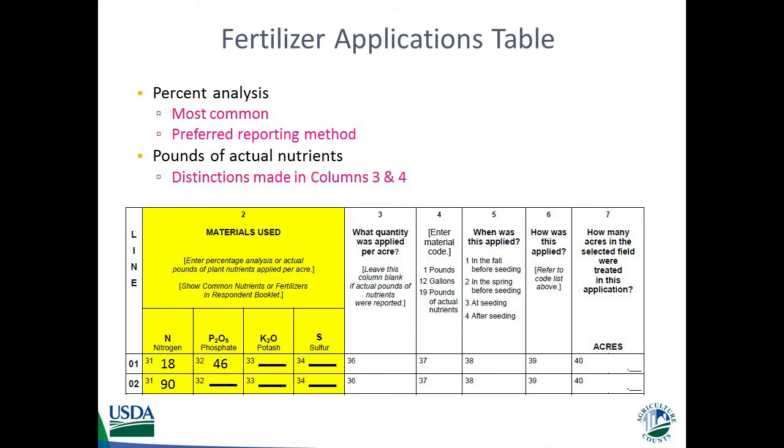In the fertilizer application table, we will first record the nitrogen, phosphate, potash, and sulfur content of each fertilizer material applied to the field in column 2. This can be recorded as percent analysis, which is the preferred method, or pounds of actual nutrients, which really only should be put if absolutely necessary. All commercial fertilizers should show the percent analysis on the label. Remember, each application of fertilizer will get its own line.